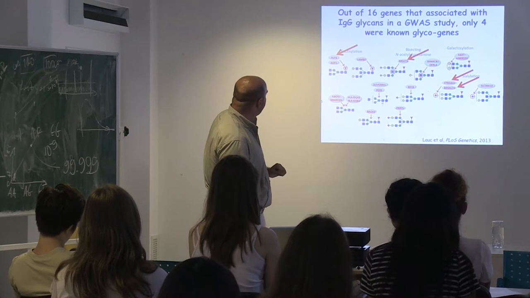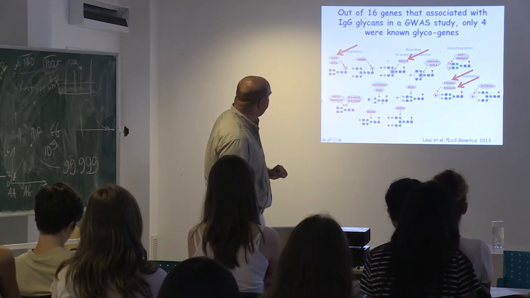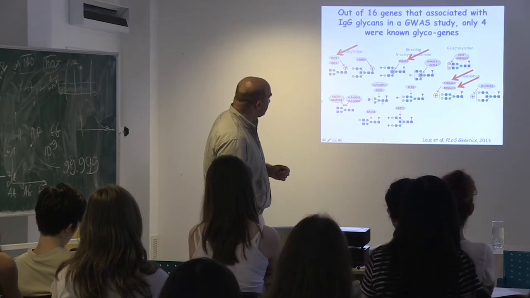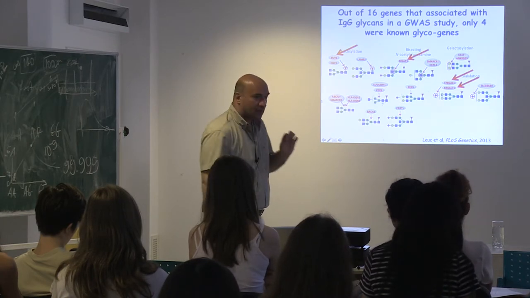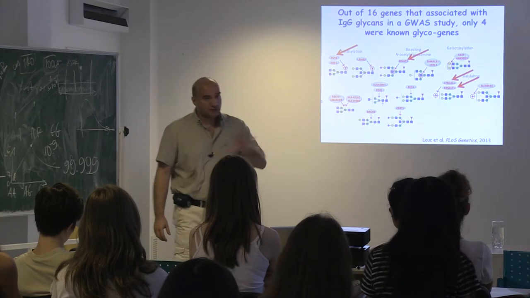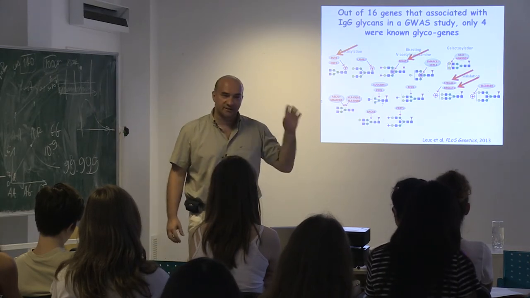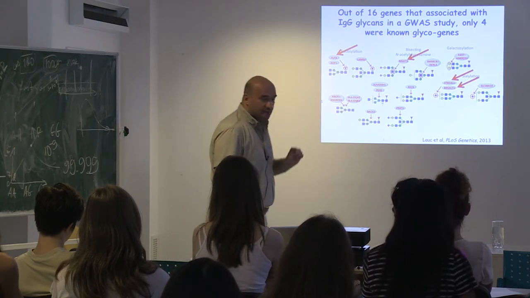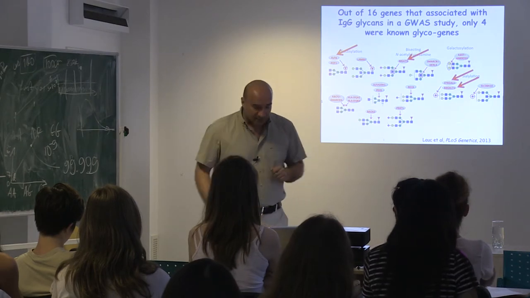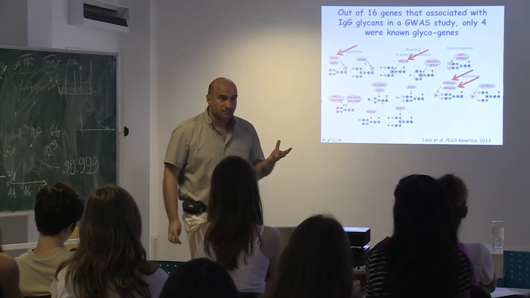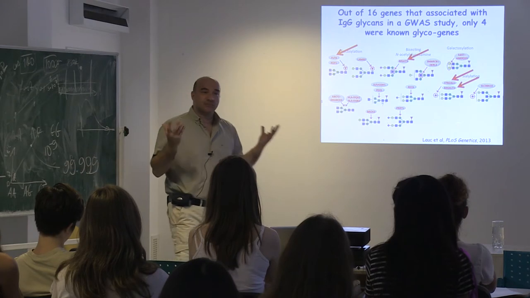So we picked up FUT8, which puts on core fucose, MGAT3 (GNT3), which puts on the bisecting GlcNAc, a sialyl transferase, which puts on sialic acid, and a galactosyl transferase, which puts on galactose. So we identified genes which we expected to find. These are all the glycosyl transferases which are relevant for the synthesis of these simple glycans. We found them. But we also found 12 other genes which were previously not linked to glycosylation. And some of them, for example, LAMP1, which is a lamin binding protein. So what does a lamin binding protein have to do with the process of glycosylation?